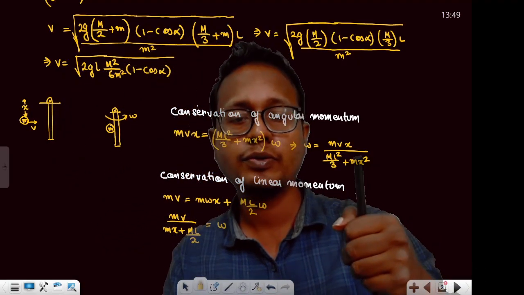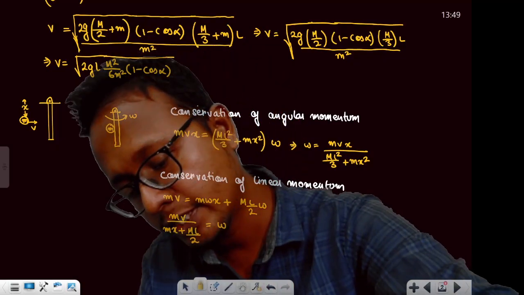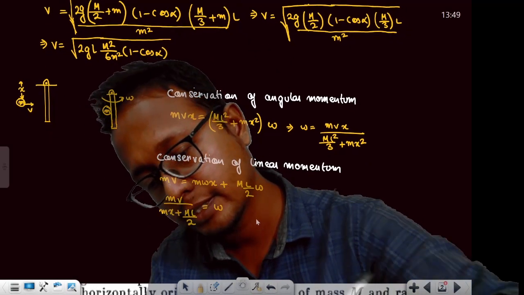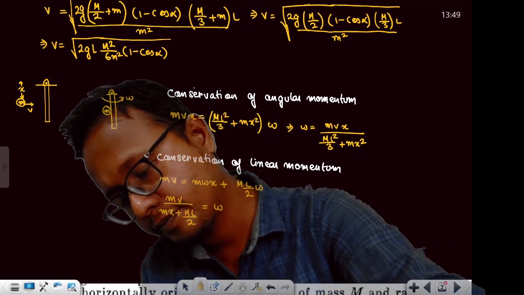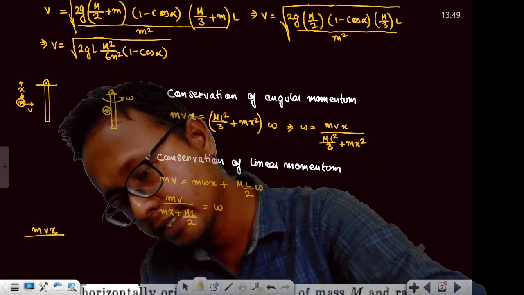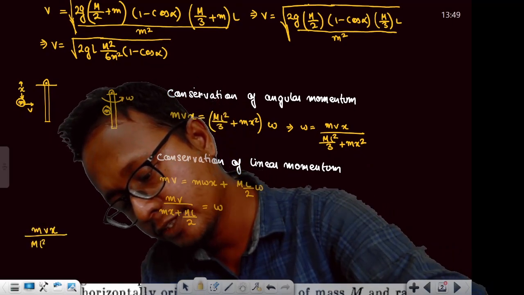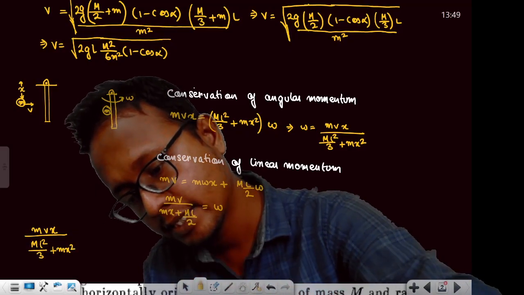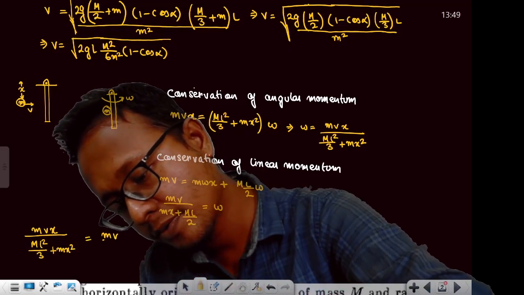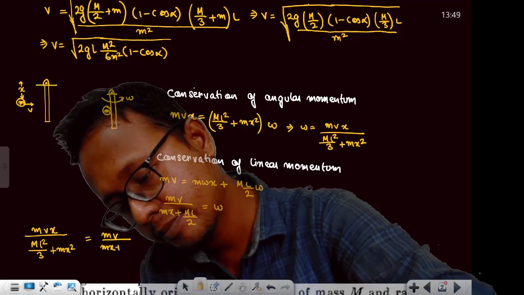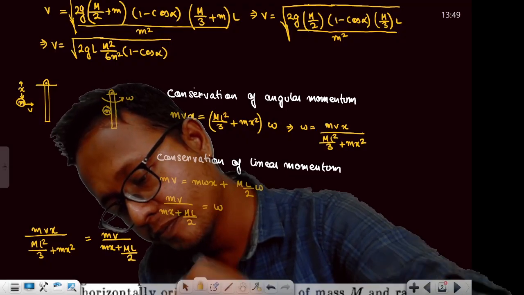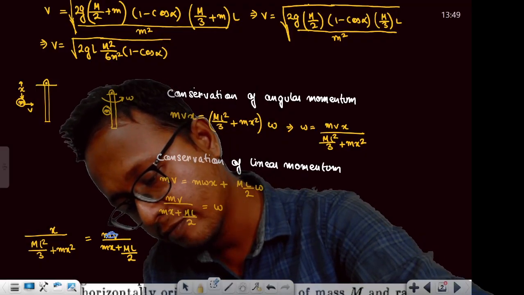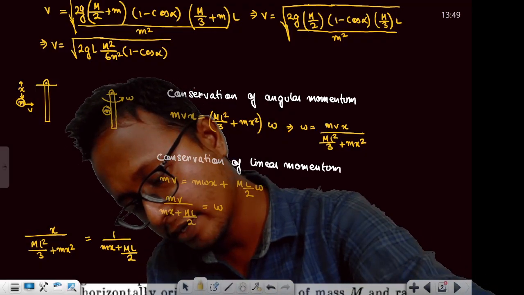Okay. Now somehow I need to equate these two omegas. So if I equate these two omegas, I'll get mvx divided by (ml² by 3 plus m x²) is equal to m v divided by (mx plus ml by 2). And what can I cancel? mv would get cancelled. This will become 1.